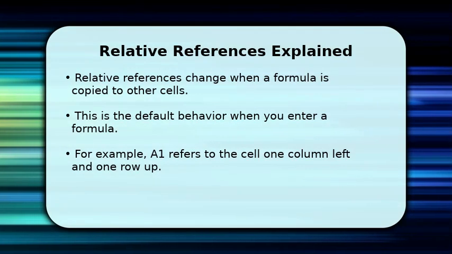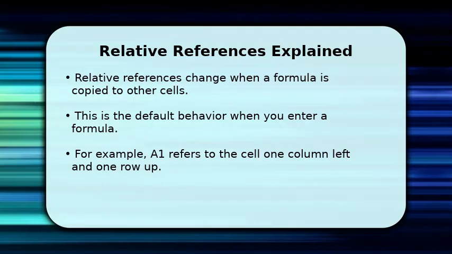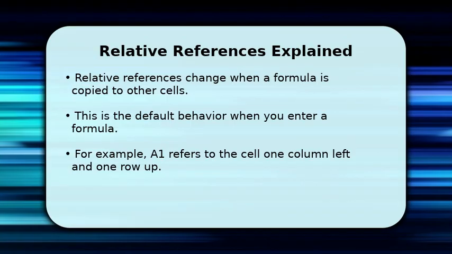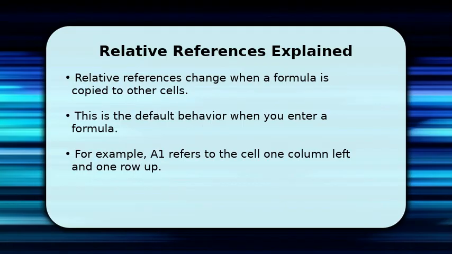Relative references are the most common type you'll encounter. When you copy a formula containing a relative reference, like A1, Excel automatically adjusts it based on the new cell's position. For instance, copying a formula from B1 to B2 that references A1 will change the reference to A2. This dynamic adjustment is incredibly useful for applying the same calculation across many rows or columns, saving you significant time.